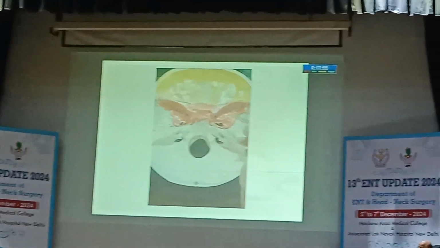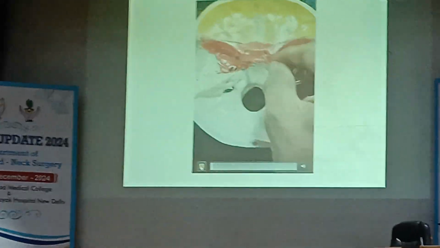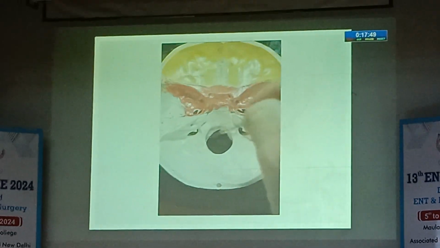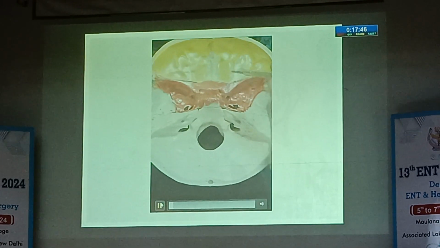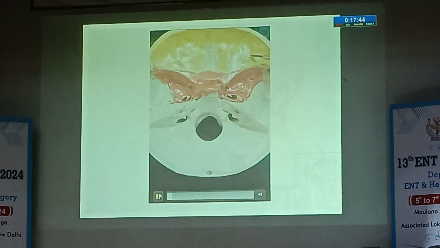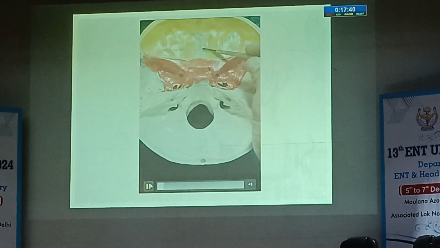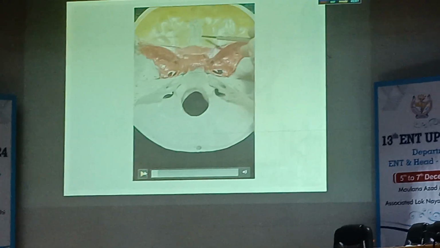The sphenoid has a body, the lesser wing, and the greater wing, and it articulates with almost all the bones of the skull except the lacrimal bone, the nasal bone, and the mandible. Here in front is the orbital process of the frontal bone. Here is the clivus plate.